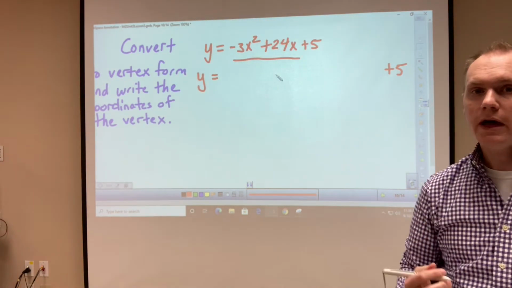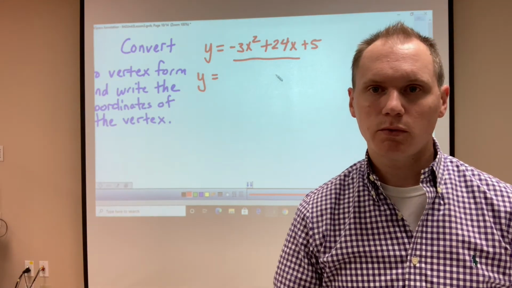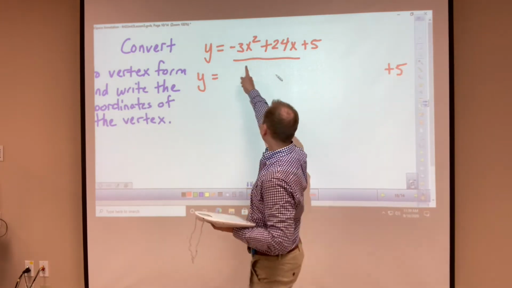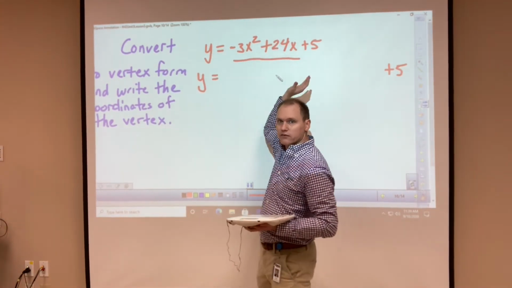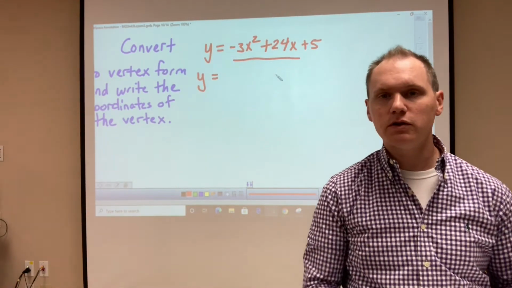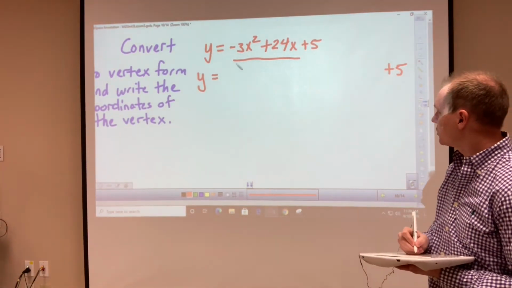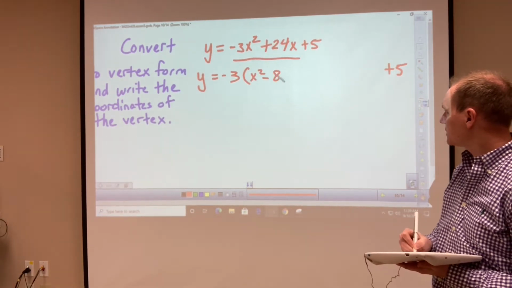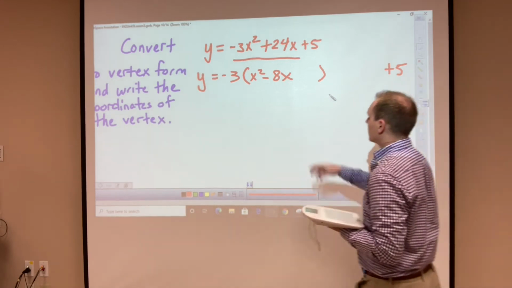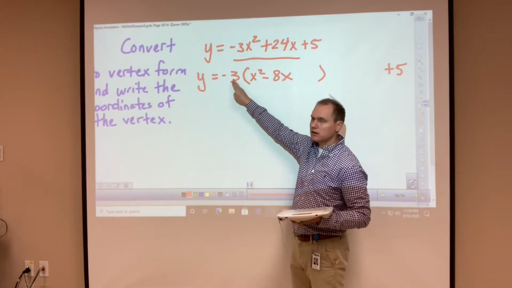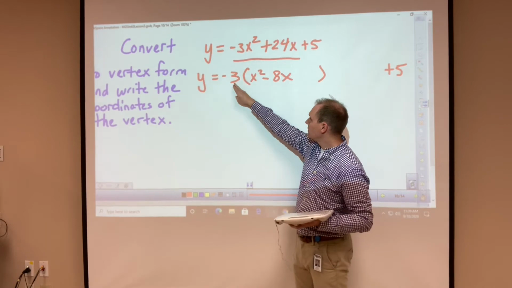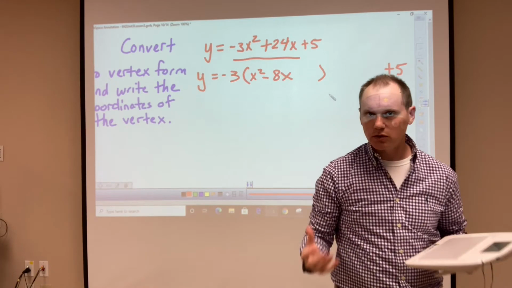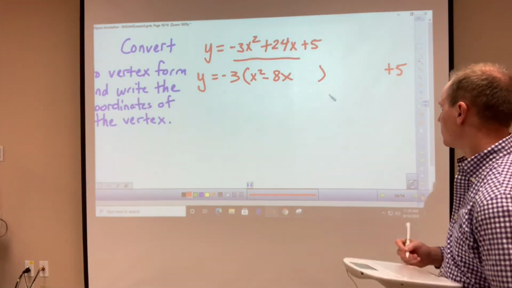Okay? So to do that, we're actually going to need to convert it into a situation that we've already been working with, which is an a value of 1. To get this to be an a value of 1, we need to factor out that leading coefficient in front. So it's a negative 3. So I'm going to factor out a negative 3, leaving us with x squared minus 8x. So to check yourself, multiply the negative 3 back in. Negative 3 times x squared is negative 3x squared. Negative 3 times negative 8 is positive 24. Okay, so it works out. That's a great way to check yourself.